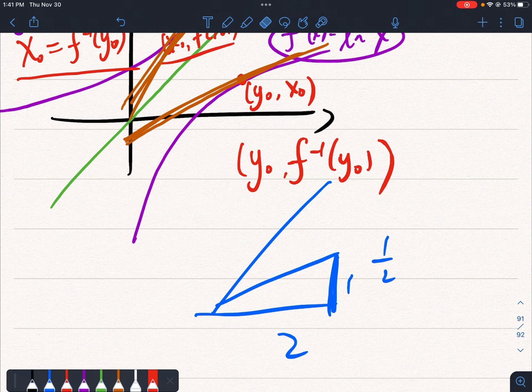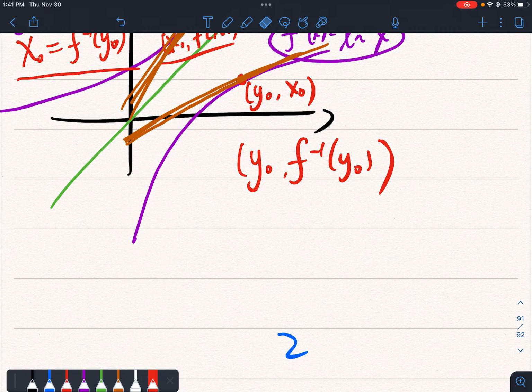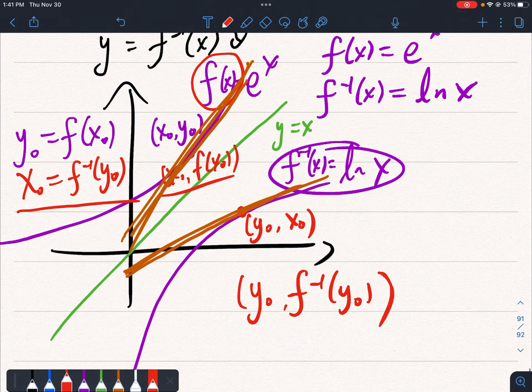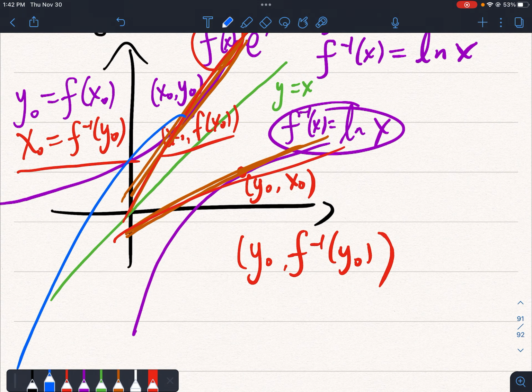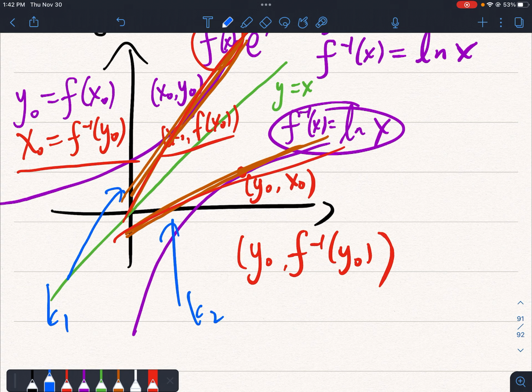It's very clear because here 1/2 means that this is 1, this is 2, then this means this is 1, this is 2, right? It makes sense. It's not just like a guess. You can prove it rigorously. Which means if you have two lines that are symmetric along y equals x, then their slopes are the reciprocal of each other. Which means here, what is this slope?